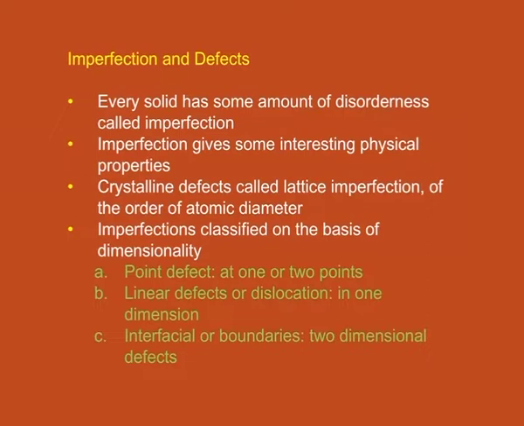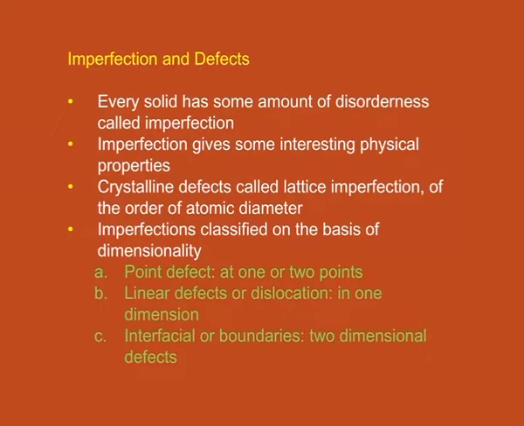So, the first type of defect is called point defect. These are present at different points in the crystal, and because they are 0 dimensional, that is why they are called point defects. Next, the defect is linear defects or dislocation, which are 1 dimensional defect, and the third one is interfacial or boundaries, which are 2 dimensional defects.